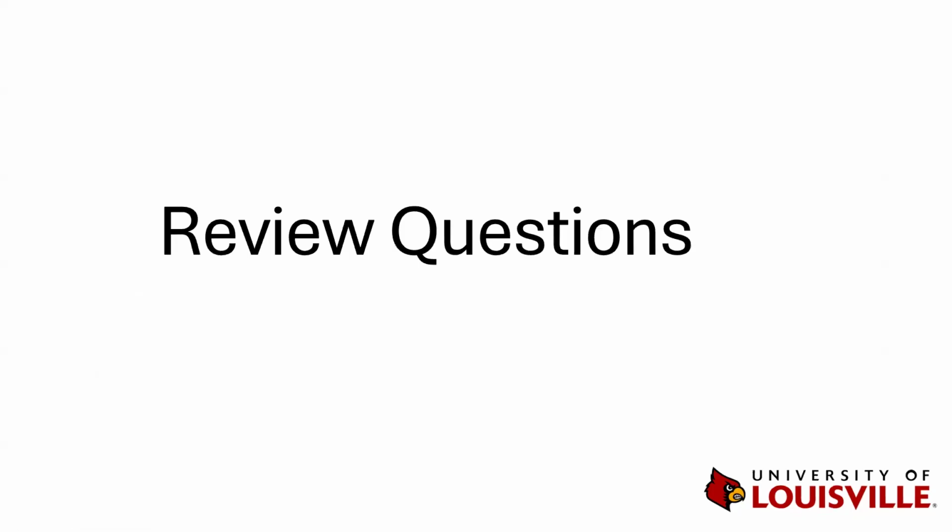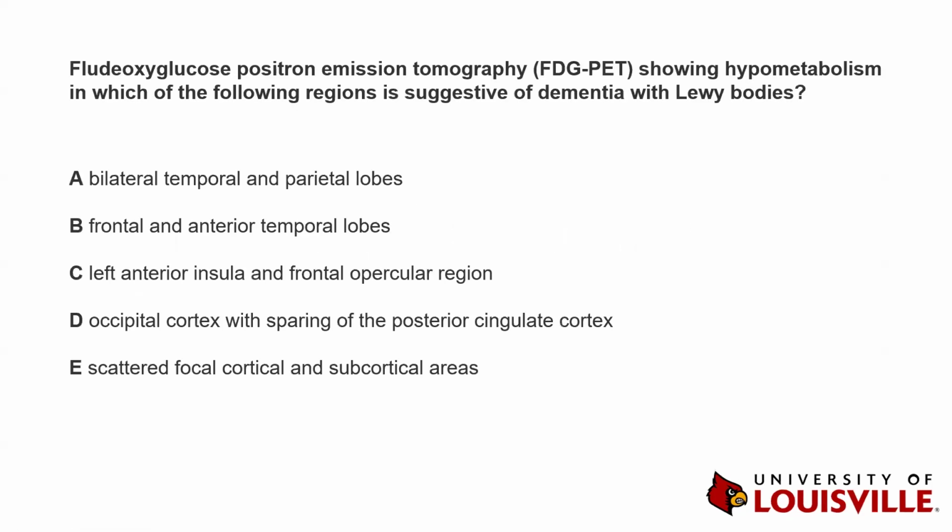All right, so we just have a few brief review questions. Using FDG PET, hypometabolism of which of the following regions is suggestive of dementia with Lewy bodies? Yeah, D. So the occipital cortex, and again, it's going to spare the posterior cingulate cortex. We can use this question to also teach some of the other things as well. So frontal and anterior temporal lobes, maybe FTD; bilateral temporal and parietal lobes, thinking more AD.